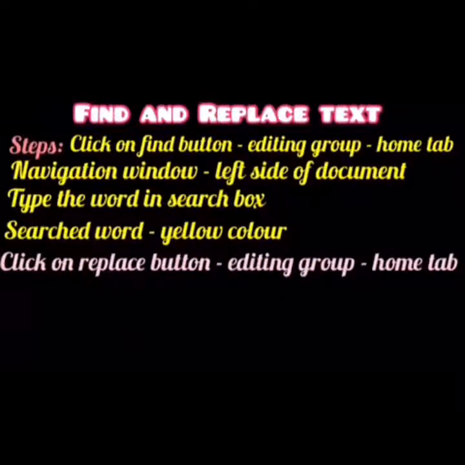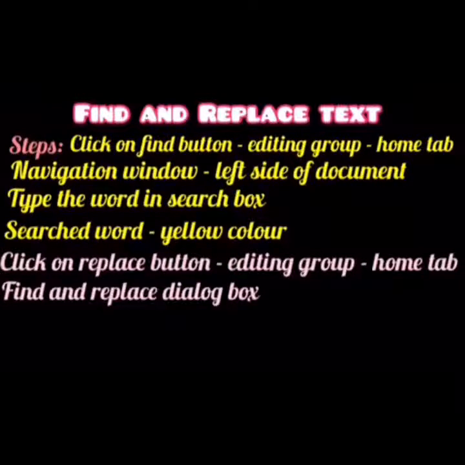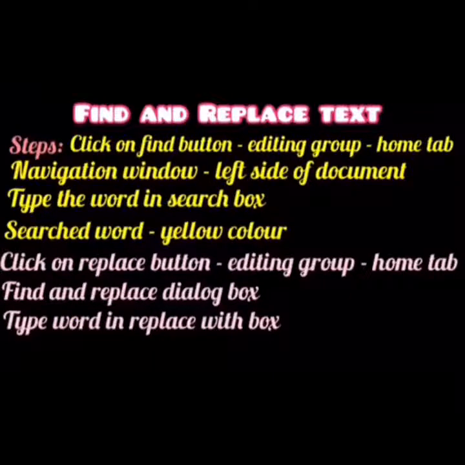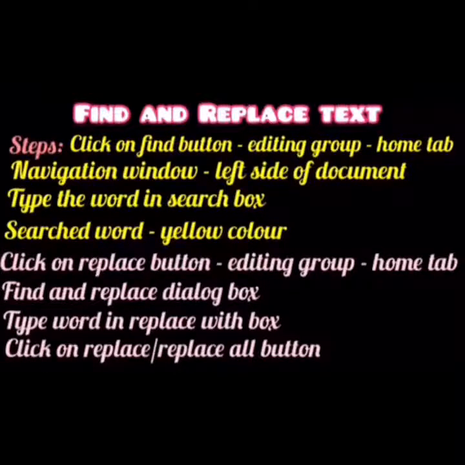Now I want to replace that word with the correct word or a new word. So I will click on the replace button, that is also present in the editing group of the home tab. Once I click on this replace button, the find and replace dialog box will appear. In that I will have two boxes. In one I have to write which word I have to find in the document, and the next one is replace with. In that replace with box I have to type the correct word. Then at last I have to click on replace or replace all button. If I click on replace, only one word will be changed.